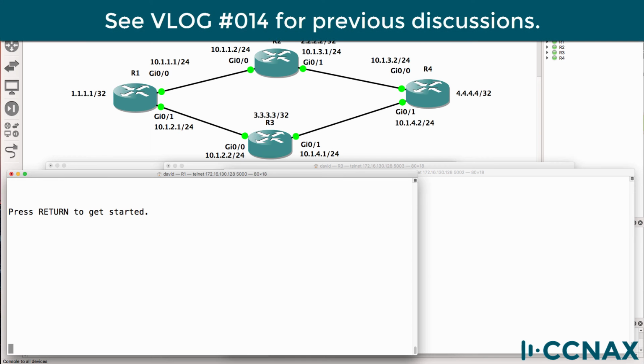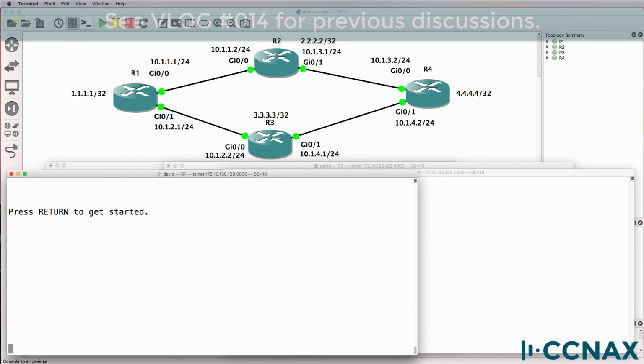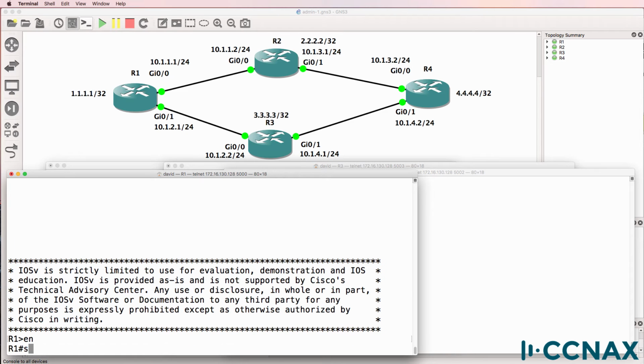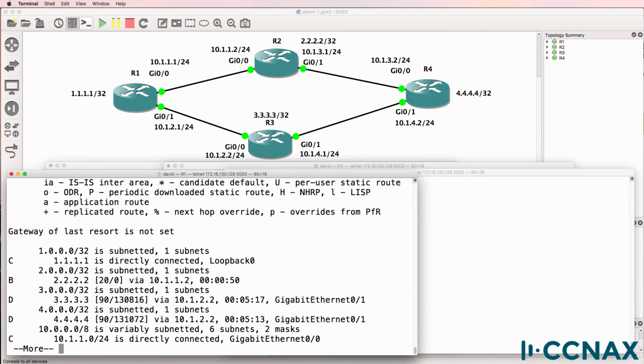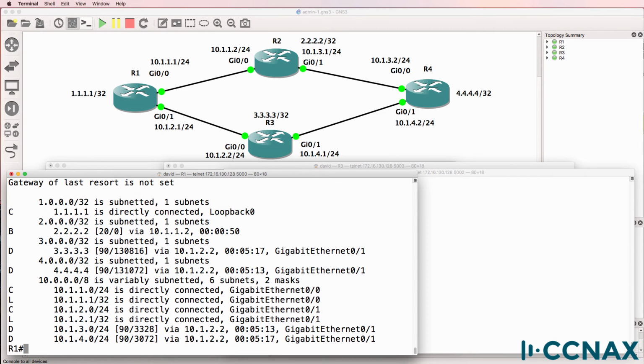In this vlog, we're going to continue discussing administrative distances and the believability of routing protocols. So on router 1, show IP route. Why, in this topology, is this loopback available in the routing table through BGP, and why not for this route? So this network 2.2.2.2 is available in the routing table, and the route was learnt via BGP. This network was learnt via EIGRP.